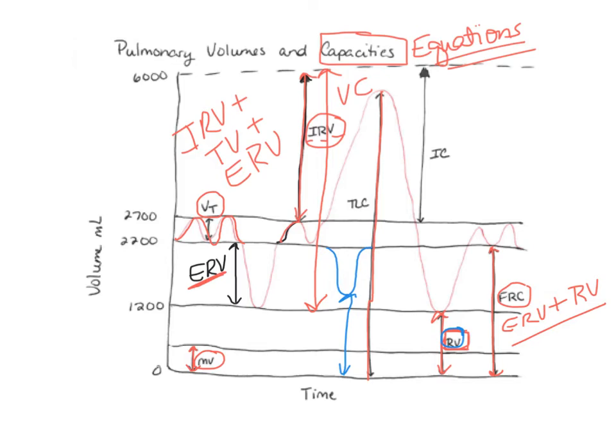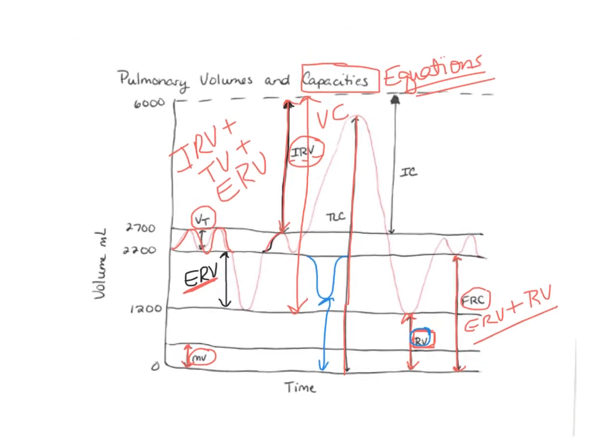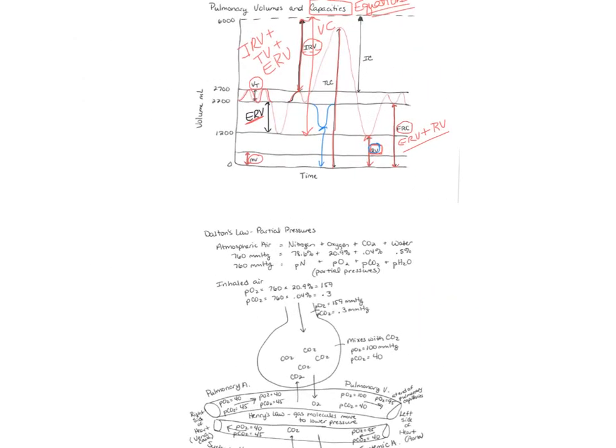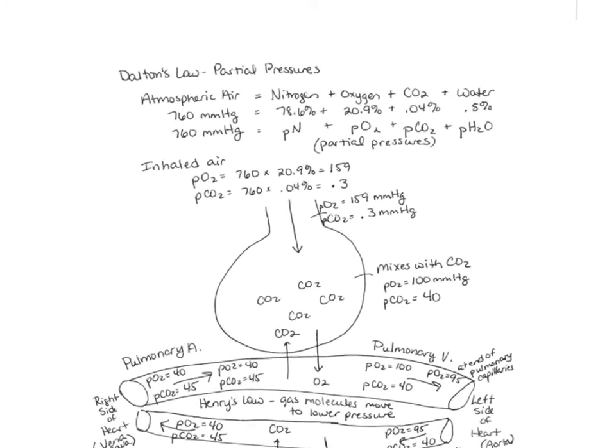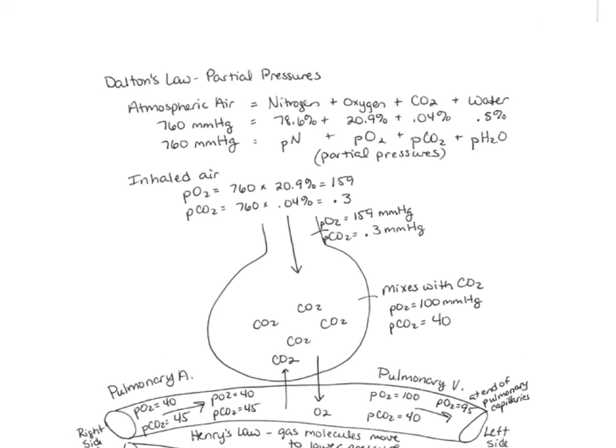All right, so lastly today, what we're going to talk about is gas exchange. We're going to talk about external respiration, where gas is exchanged between the alveolus and the blood. And then we're going to talk about internal respiration, where gas is exchanged between the tissues and the blood. So, let's see what we got going on here. Some other laws that we have to talk about. First law is Dalton's Law. Dalton's Law of partial pressures.